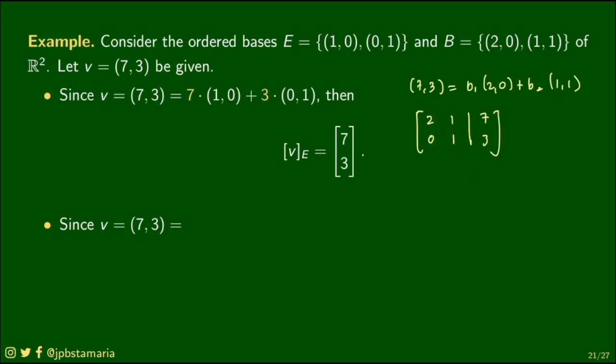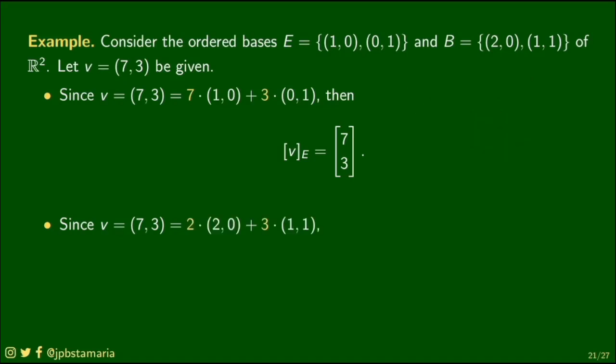Solving this linear system on your own, you can pause this video. You get the following: 2, 3. That's 2 times (2, 0) plus 3 times (1, 1). And you know that there is a unique solution. Hence, the coordinate of V relative to the new basis B is (2, 3). You see that the coordinate changes when you change the given basis.